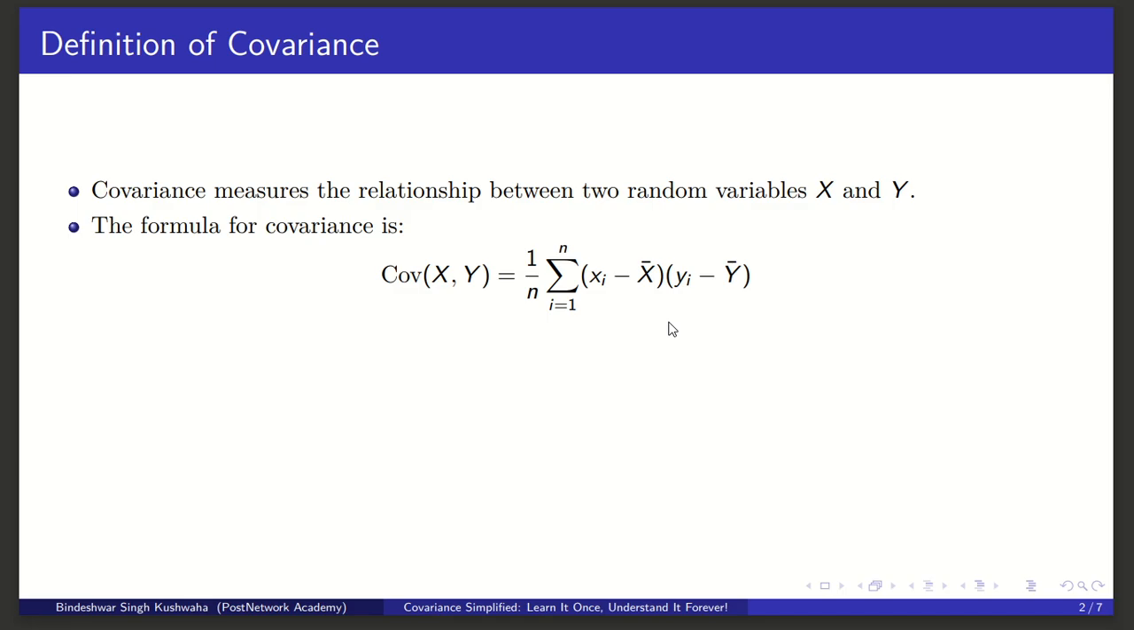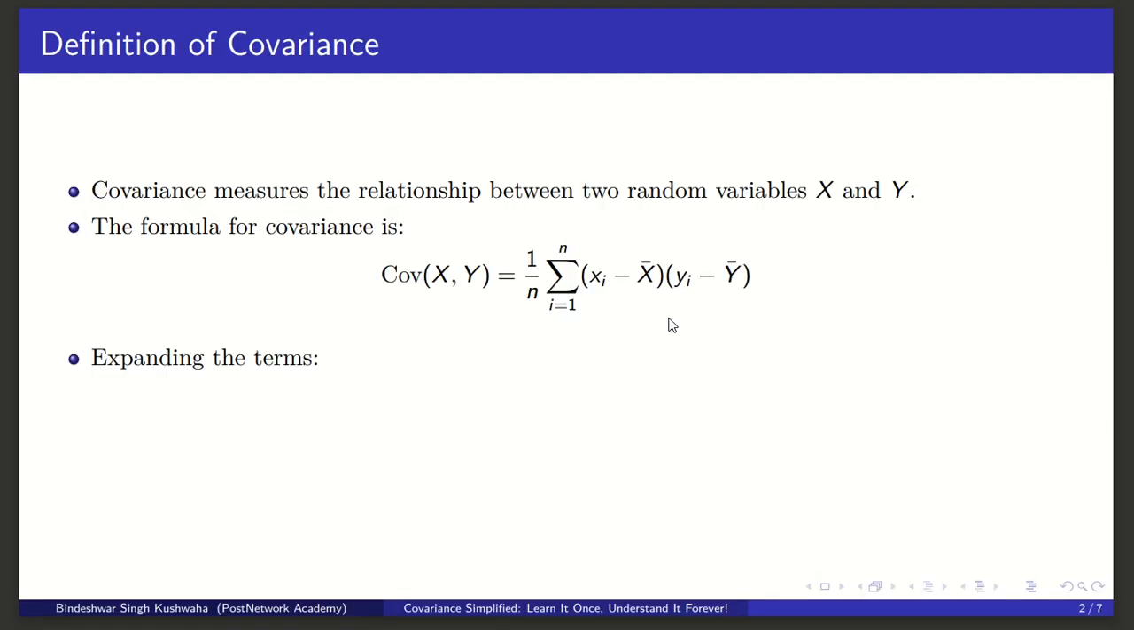But first, here is an important note. If the means of x and y, that is x bar and y bar, are not integers, then the calculation of covariance becomes quite cumbersome. That's why understanding the formula and simplifying it step by step is so important. So whether you are a data scientist, AI engineer, ML engineer, or just want to grasp the basics of statistics, you are in the right place.